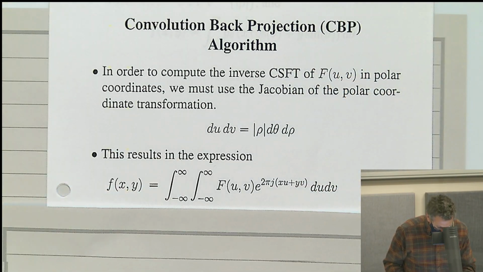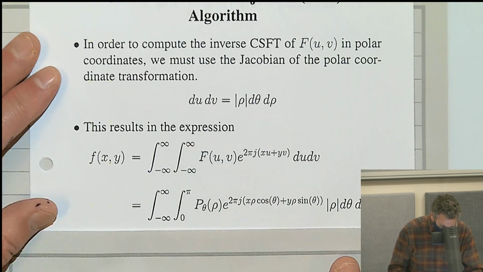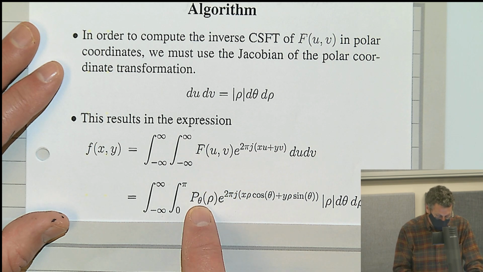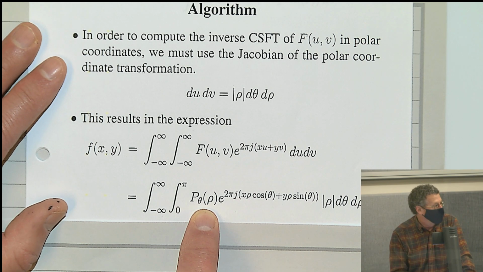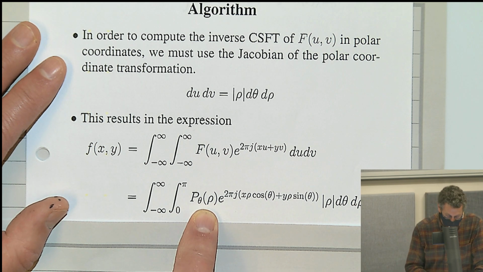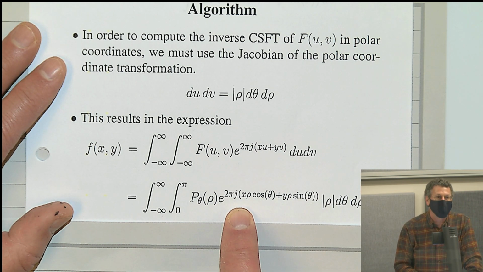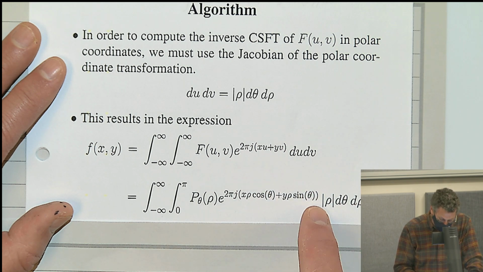So if you try this, this is the 2D inverse Fourier transform. But now what you do is you convert it to polar coordinates, and F then in polar coordinates is P. Remember, P here is the 1D Fourier transform of the projections. P is what we get by taking the continuous time Fourier transform of each projection. And then this is the polar coordinate transform of this. So you replace x with x cosine theta and y with y cosine theta.